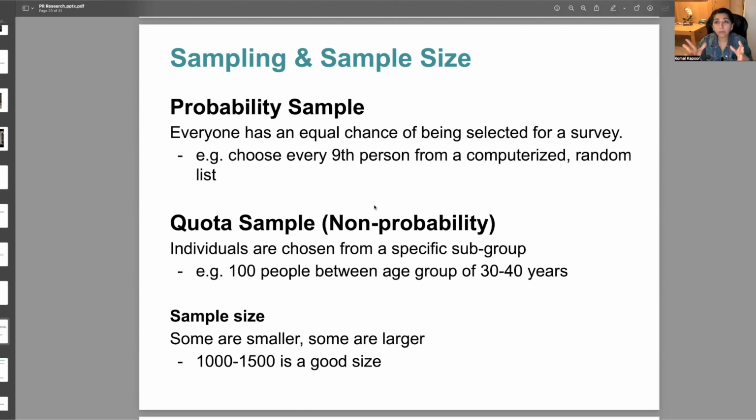Now, if you're looking for a group of people who are very easy to find, then it gets cheaper. But if you're looking for a very specific group of people with very specific characteristics, then it starts to get expensive. So it is really important to understand who is your audience, why are they the right fit for your survey, and then go after that audience.